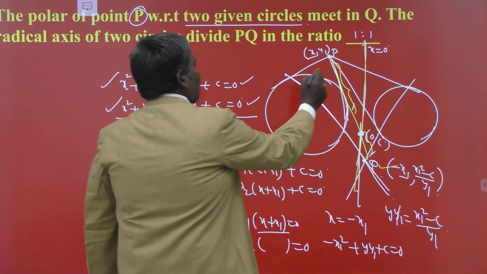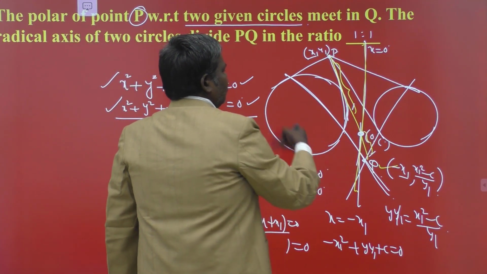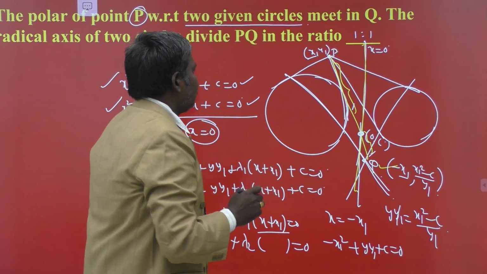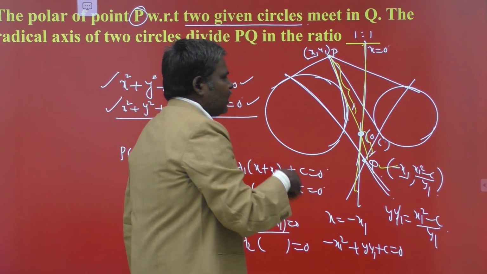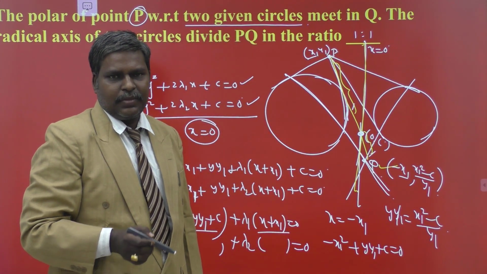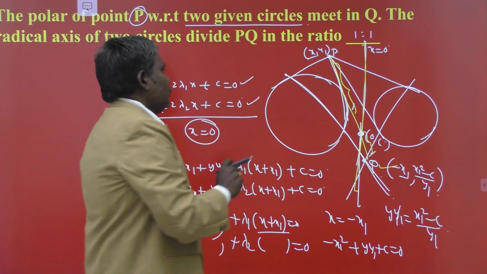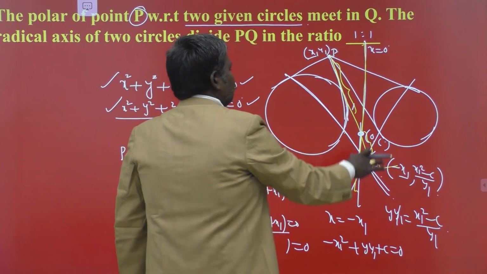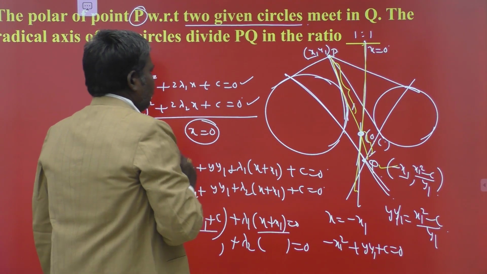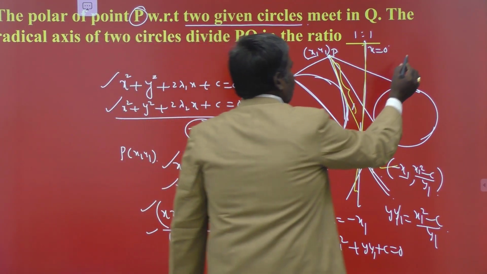Your point is on what? In the plane of two circles. My dear students, remember one thing. If your point is on the radical axis, their point of intersection is again on the radical axis. Note this point very carefully. If your point is not on the radical axis, then it divides in the ratio 1:1. Sometimes your point may be on the radical axis.